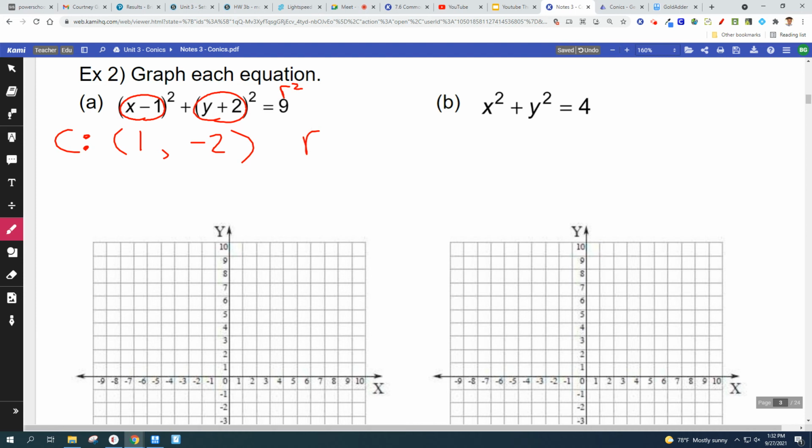As for the radius, remember that this is r squared. And so my radius is not 9. You're going to end up having to go backwards and undo that. So it's the square root of 9. It's 3.